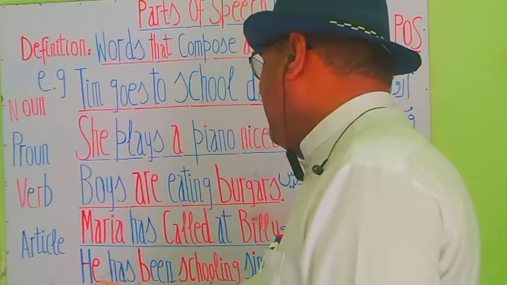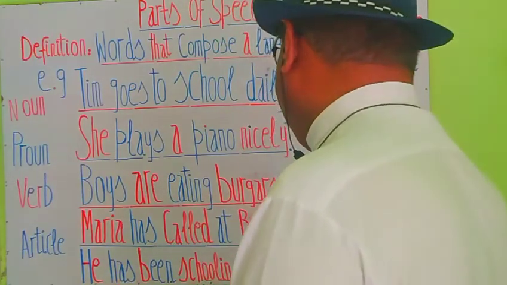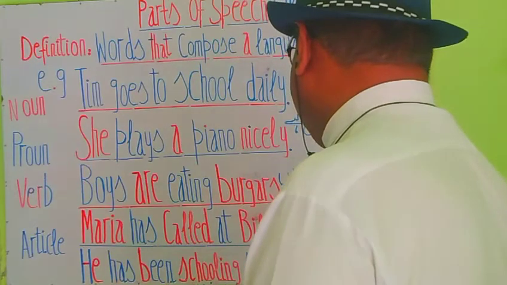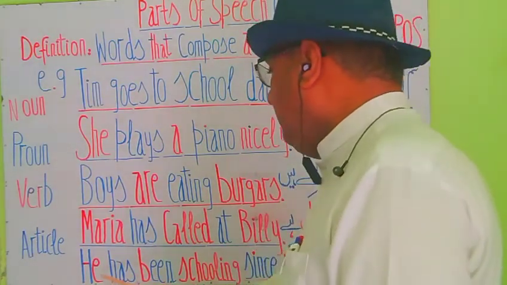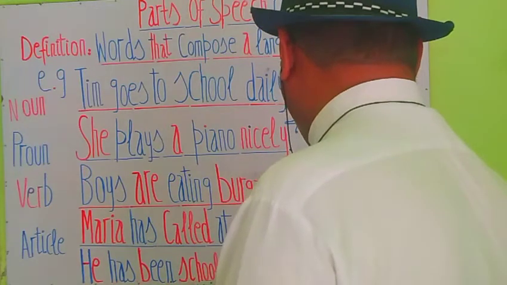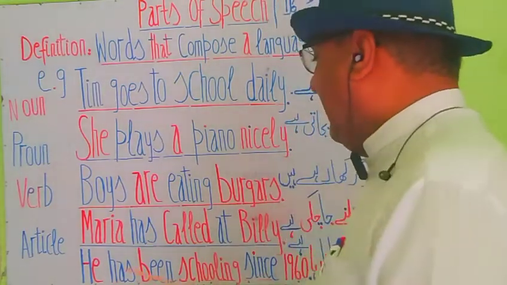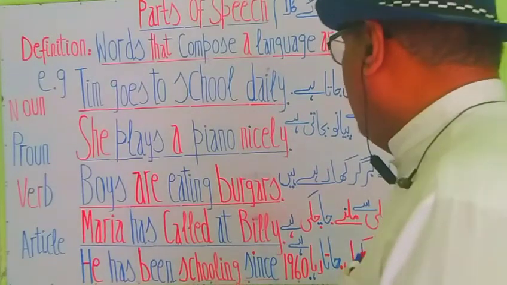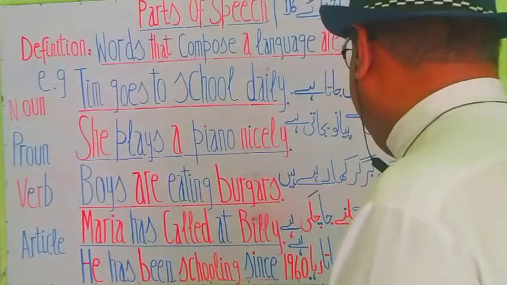Next phrase is he has been schooling since 1960. वो 1960 से स्कूल जाता रहा है.